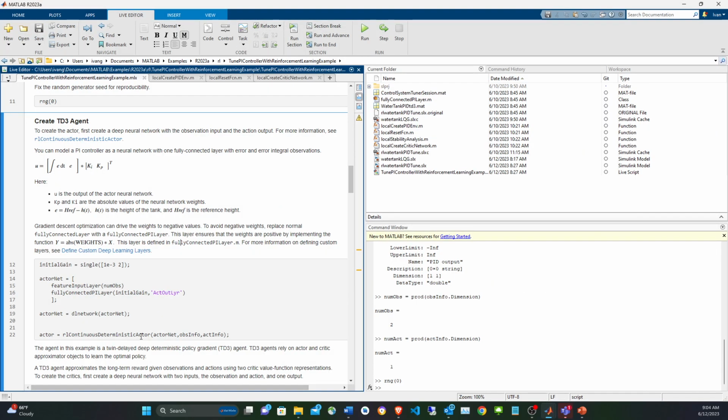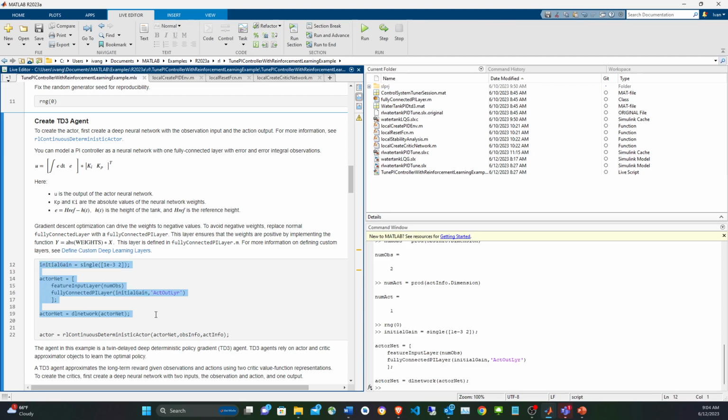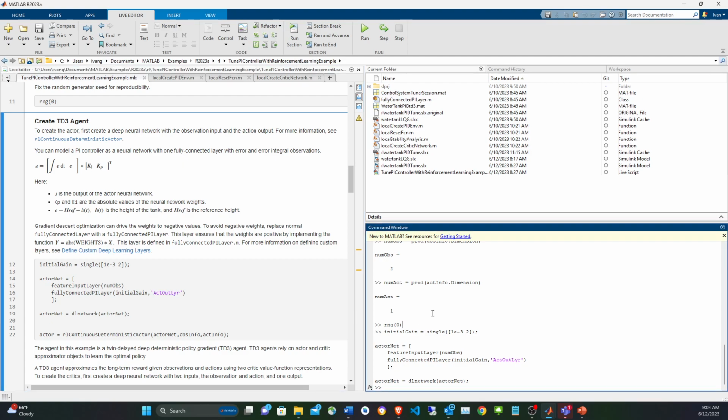First, we have to create the actor, which is a very simple network. It takes the observations as input, and the output is going to be just the water flow. And we specify an initial gain, which is just the initial weights for the network, just to have a starting point for this example. I guess that helps to get the PI controller weights at the end. So let's take a look at the network for this actor.